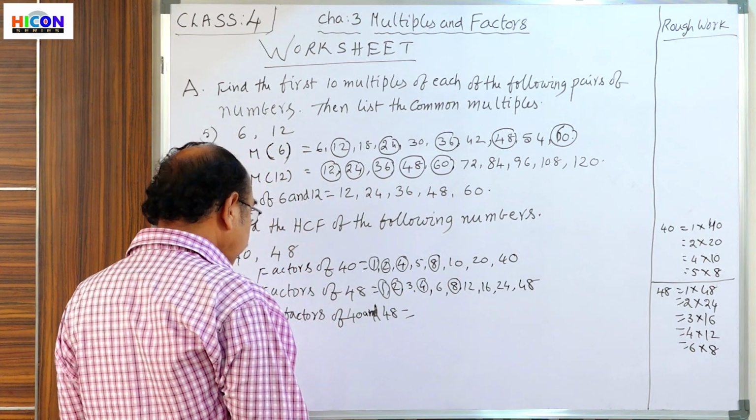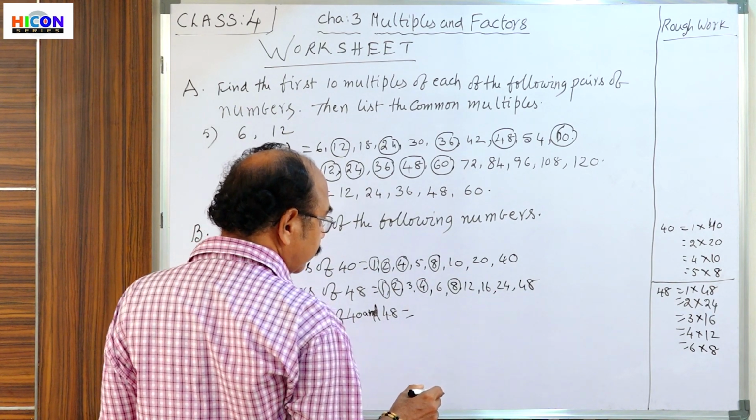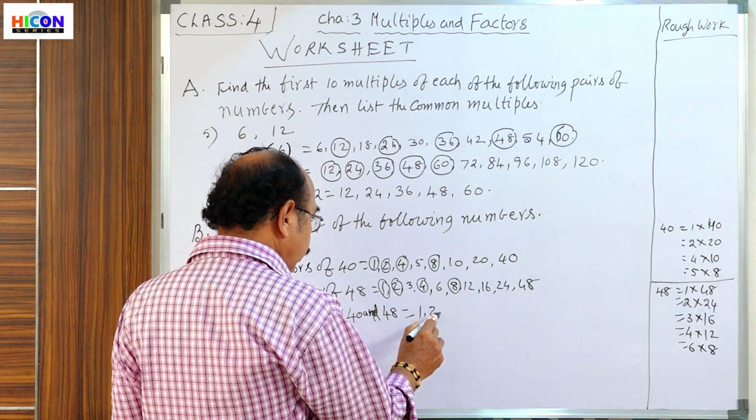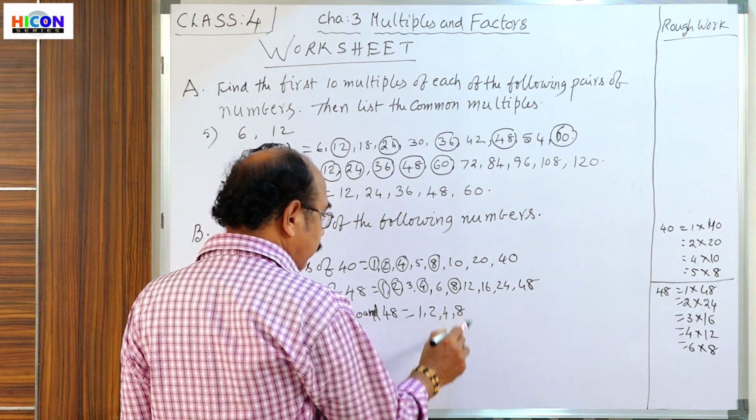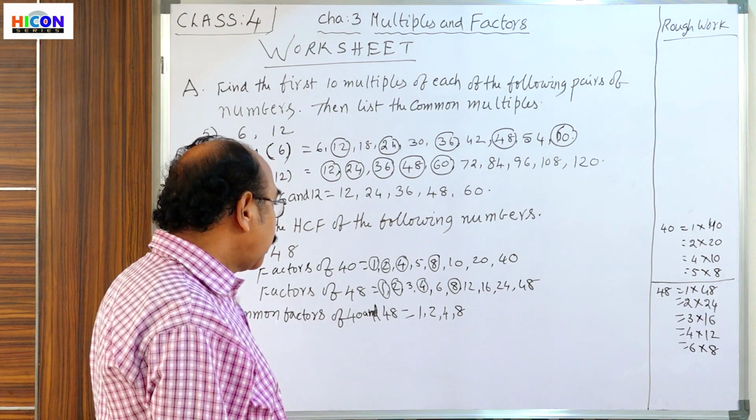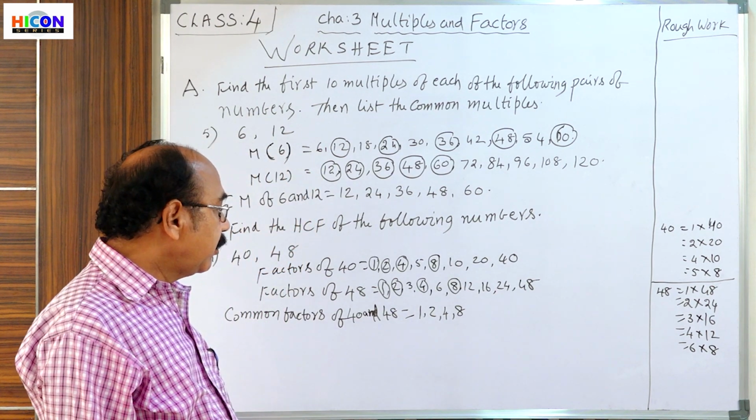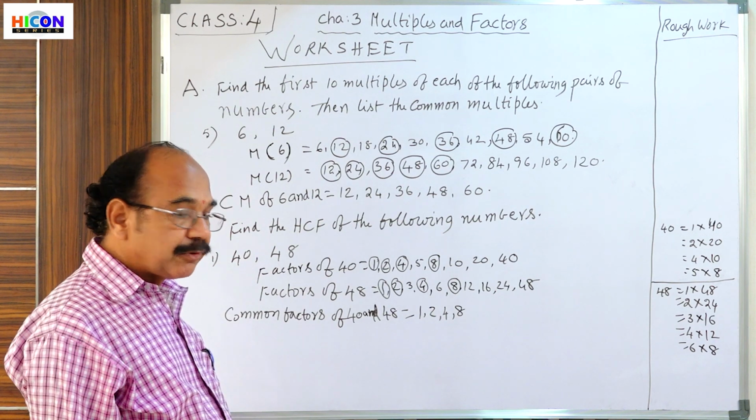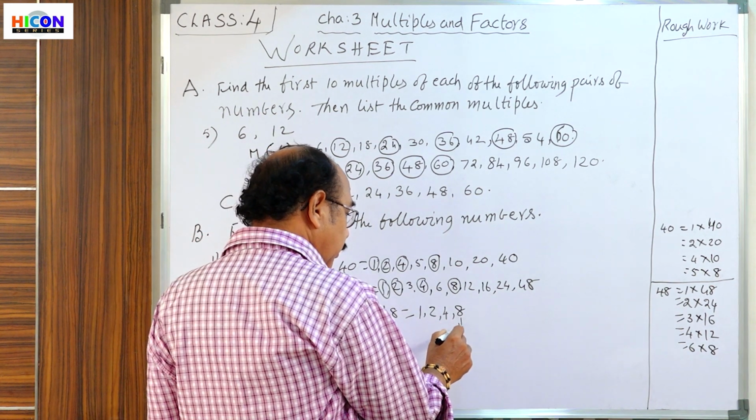Okay. Commonly, they are in the first group and the second group. 8. Next one, what here? No other common factors. What are the common factors here right now? 1, 2, next 4, next 8. 1, 2, 4, 8. These are the common factors of 40 and 48. Okay, children. In this, now you select the highest one. What is the highest? 8 is the highest.